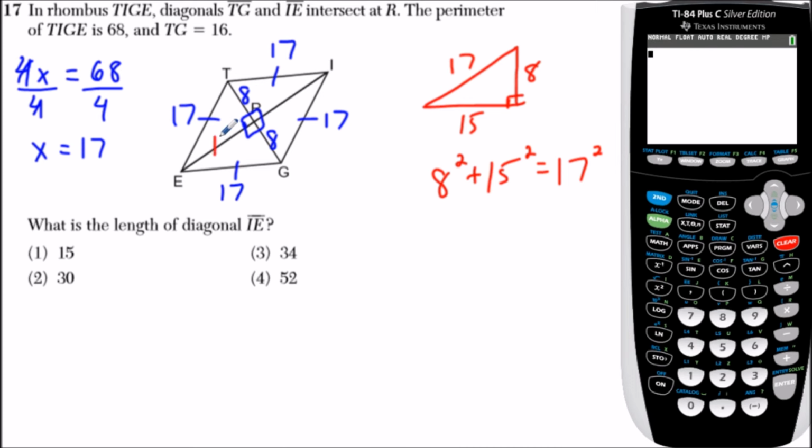But this will work out to be 15 units for each of these right triangles here and here. So the total length of the diagonal would just be 15 plus 15. So it's going to be 30 units long.